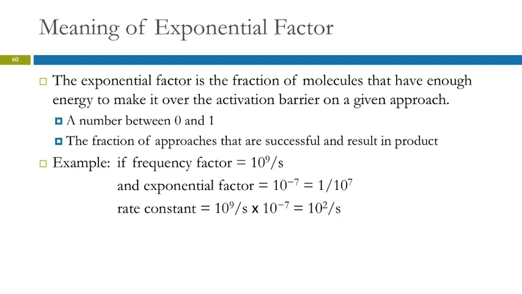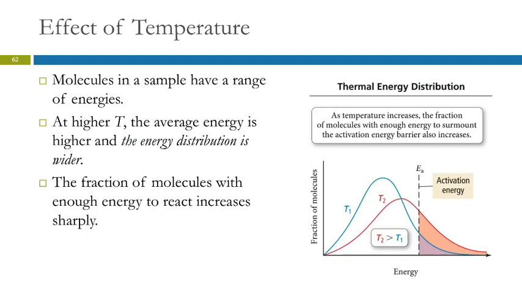Okay, so that's the frequency factor. That exponential factor, the e to the negative EA over RT part, is the fraction of molecules that have enough energy to get over the activation barrier. So it's a fraction of molecules that can do something, and it's going to be a number between 0 and 1.